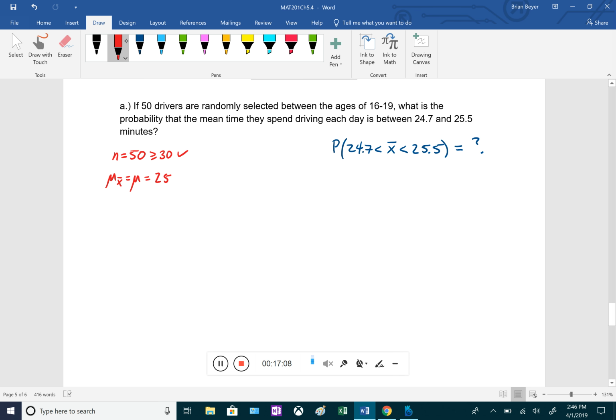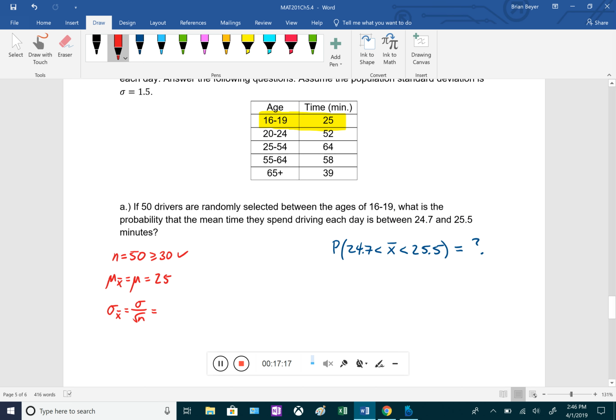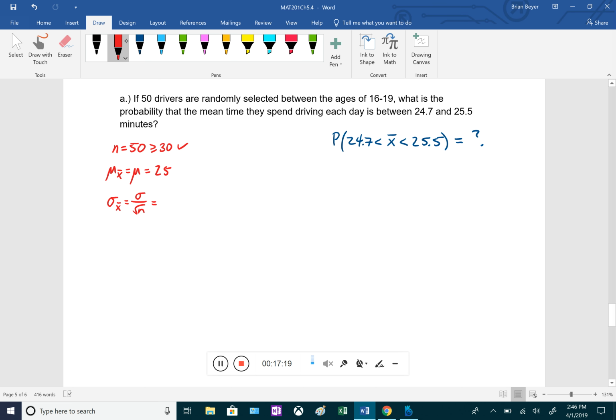And the standard deviation of the sample means is going to be sigma over the square root of n. That was given to us in the problem. It said sigma was 1.5 and n was 50. So that's going to give us 0.212.